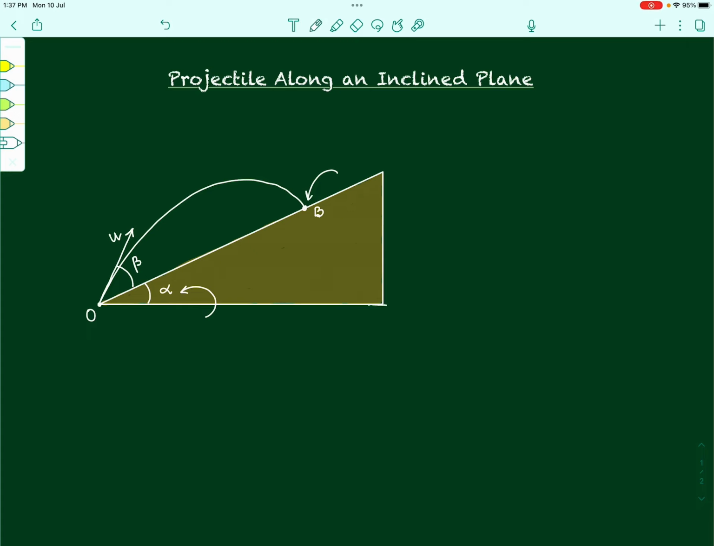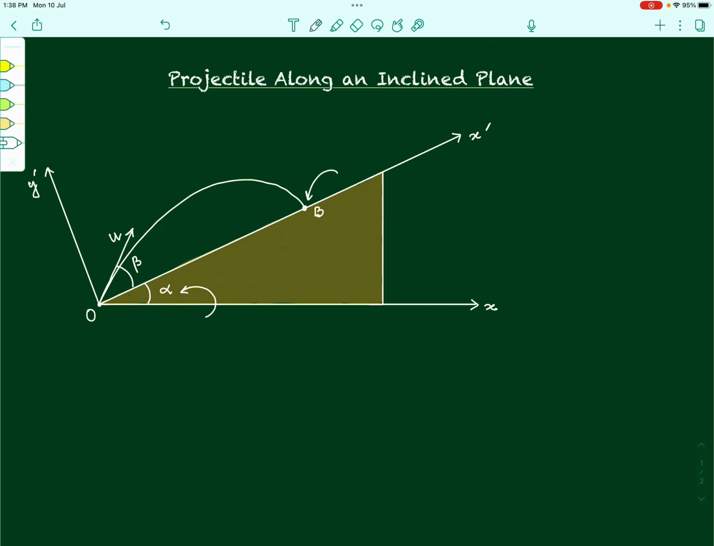If this is the horizontal direction, the x-axis, this time we consider one more axis which is along the inclined plane, and we call it the x dash axis. Understand that the x dash axis makes an angle alpha with the x axis. And perpendicular to the x dash axis, we take our y dash axis, like this, y dash. What we try to do now is study the motion of our projectile along x dash and y dash as the two mutually perpendicular axes.